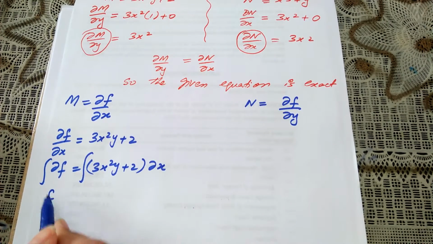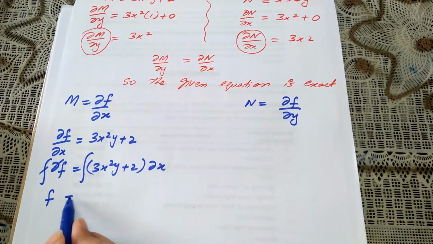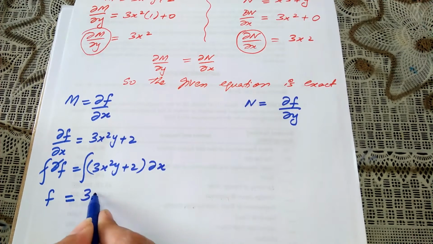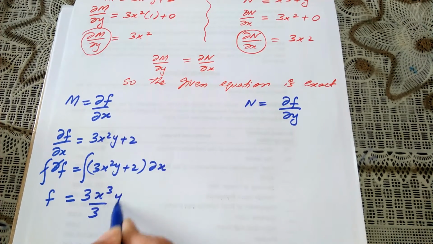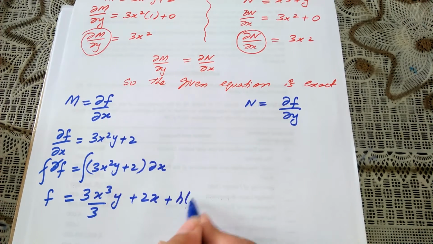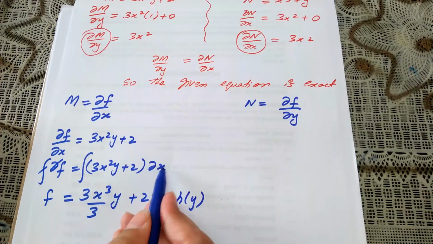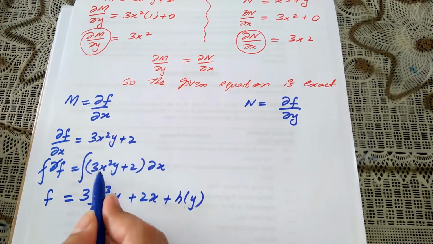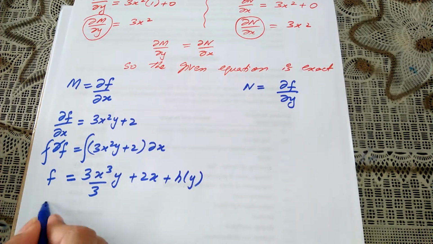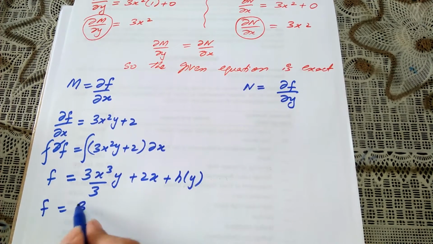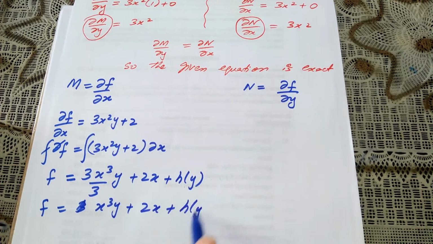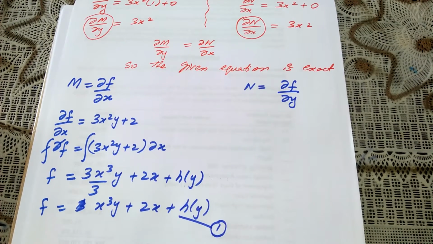You will get here f, because this will be cancelled. You will get f equal to the integration of this function with respect to x. You will get here 3x cube over 3 times y plus 2x plus a constant. Now, the constant will be a function of y here, because you are integrating with respect to x. So 3 will be cancelled, and you got f equals x cube y plus 2x plus h of y. Mark it as equation number 1.